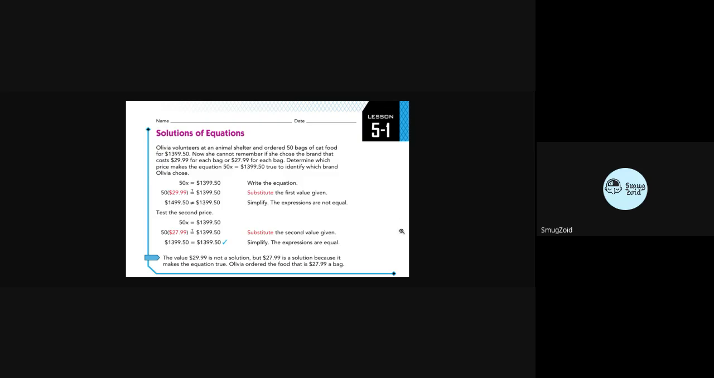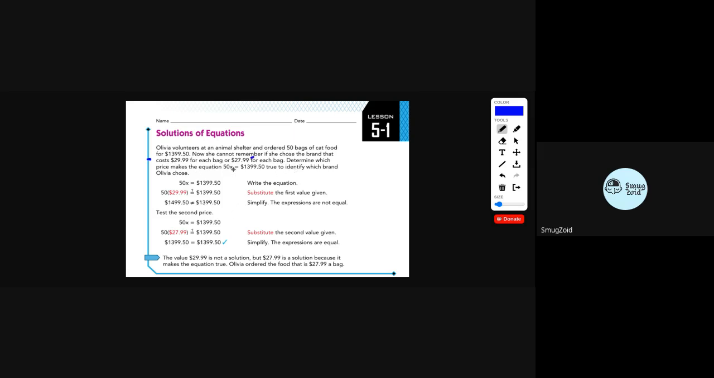In this section, we're going to do solutions for equations, and how this is done is by substitution. So here's an example of a problem, and then we'll look at what the actual homework looks like, right? Living volunteers at an animal shelter order 50 bags of cat food for $1399.50, right? And now she can't remember. She chose the brand that costs either $29.95 or $27.95. Determine which one makes sense, right?